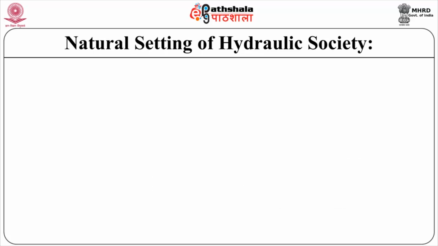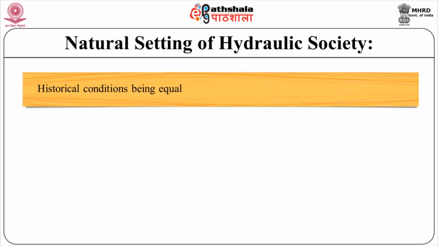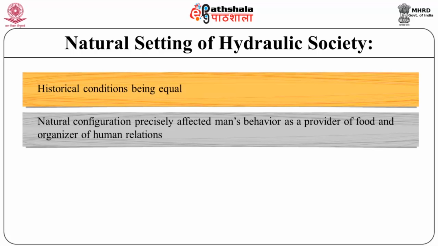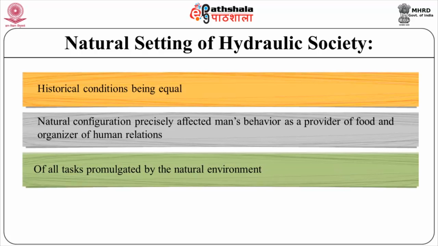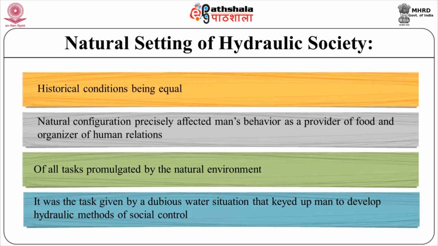Now let us understand the natural setting of hydraulic society. Historical conditions being equal, many factors differentiated agrarian life prior to the industrial age, but none corresponded in institutional importance. The appealing confutation is offered by arid areas having accessible sources of water supply other than the on-the-spot rainfall. Under the defined conditions of pre-industrial agriculture, the natural configuration precisely affected men's behavior as a provider of food and organizer of human relations. Of all the tasks promulgated by the natural environment, it was the task given by a dubious water situation that keyed up men to develop hydraulic methods of social control.